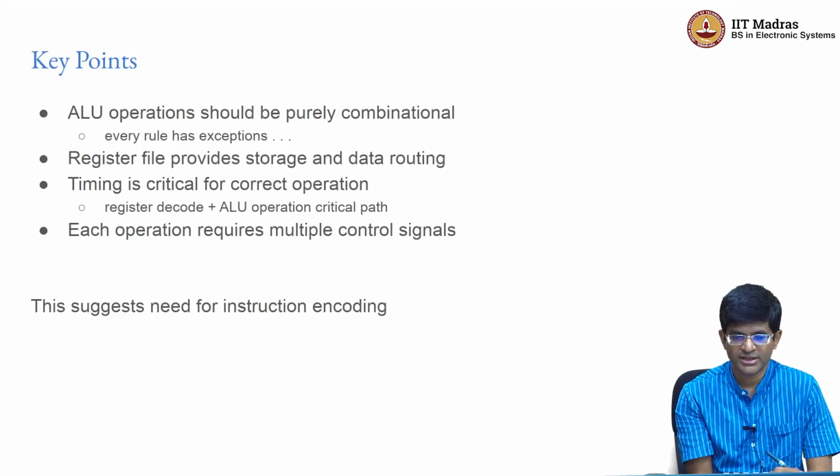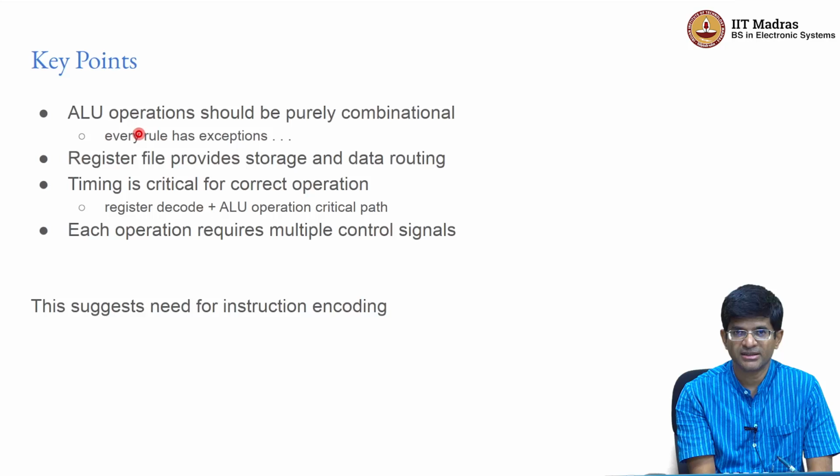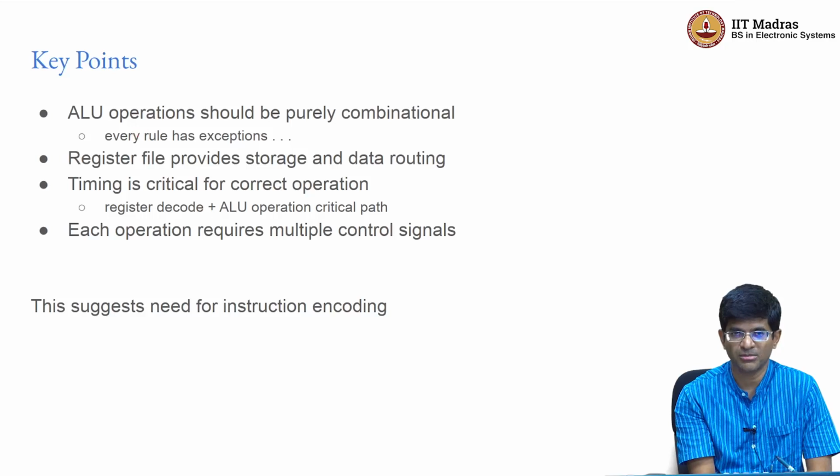So, a few key points to keep in mind over here. ALU operations, the way that we are designing it right now, should be purely combinational. Now, every rule has exceptions. For the time being, I am just going to leave it at that. Having non-combinational ALU operations is definitely something that you can handle while building a processor. Without that, you will find it hard to build a non-trivial processor.